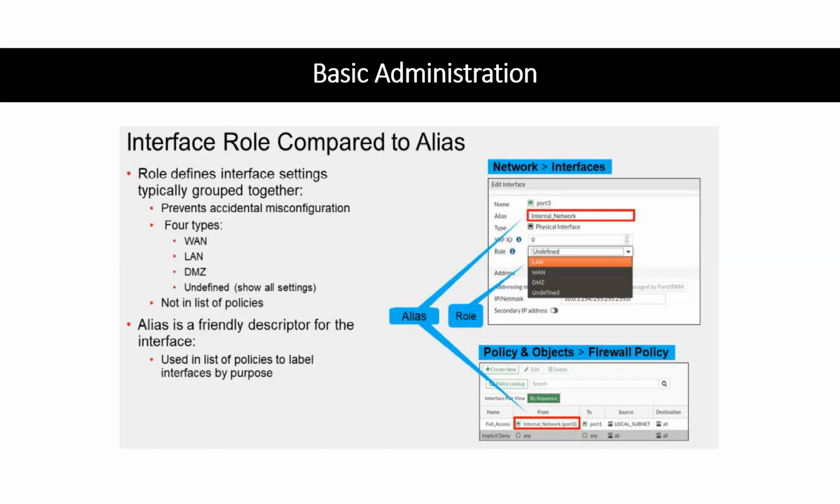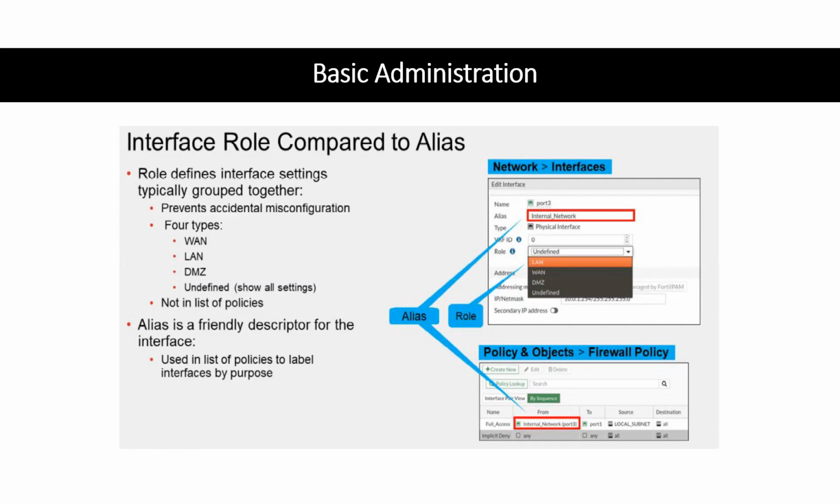Let's talk about the interface roles. Role versus alias are two different things. The role defines the interface settings when they're grouped together. You may have multiple interfaces that you set the role for LAN. What it does is set those interface settings, maybe some layer one and layer two settings, already for you, and it's already grouped. That prevents you from messing anything up or misconfiguring anything. Alias is basically a description of the interface, and you can have different aliases for different interfaces.